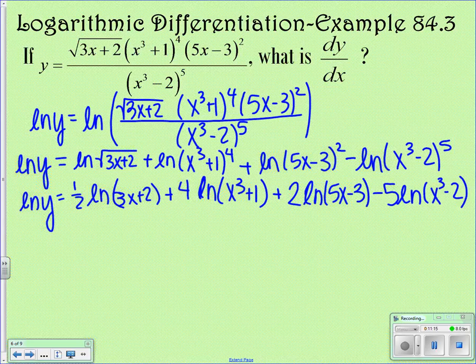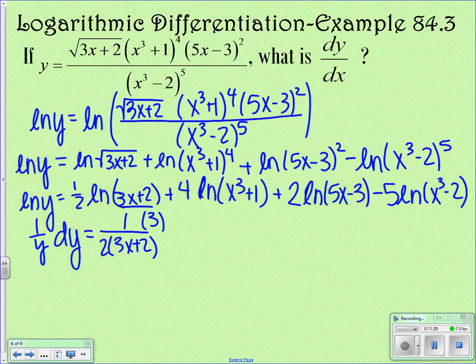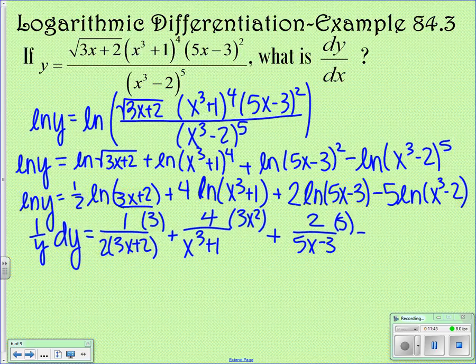Okay, so now we're going to take the derivative of each one. We're going to have 1 over y dy, and then we're going to have 1 over 2 times 3x plus 2 times 3, because the derivative of 3x plus 2 is 3. We're going to have 4 over x cubed plus 1 times 3x squared, and then 2 over 5x minus 3 times 5, and then 5 over x cubed minus 2 times 3x squared. And I decided to factor out my dx instead of having to write it 4 separate times.